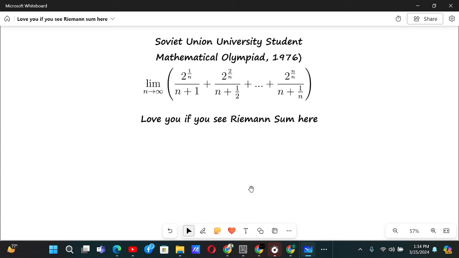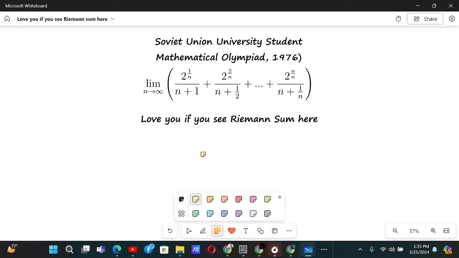Love you if you see Riemann sum over here. This is a problem from the Soviet Union University Student Mathematical Olympiad 1976. Okay, so let's try to do it.